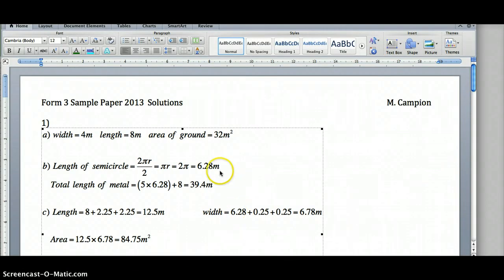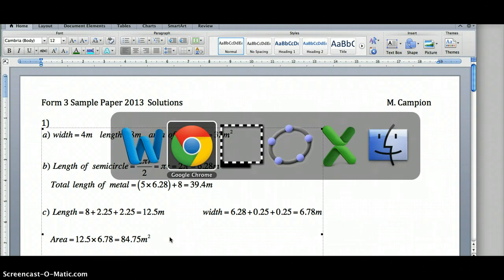Remember I said the width of the polythene is just the length of a semicircle, which we already know to be 6.28 from up here, and we add on the 2 bits that are underground, 0.25 and 0.25, and that's 6.78 meters. To find the total area of polythene, multiply length by width, and you get 84.75 meters squared.